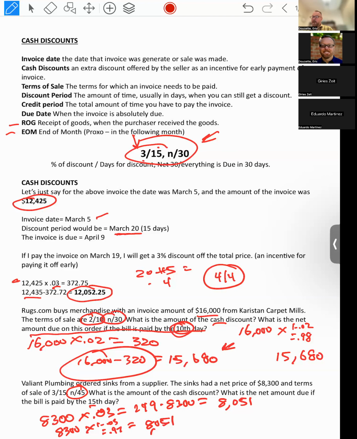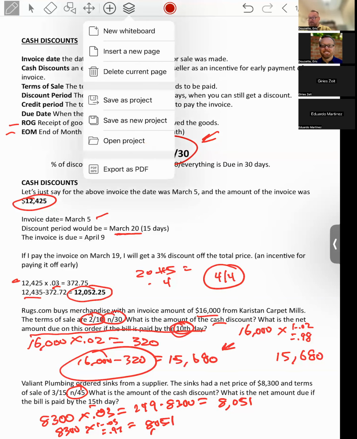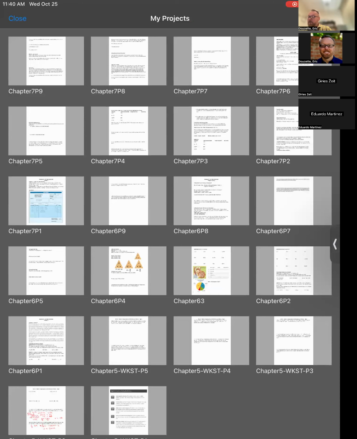All right, so those are what we call cash discounts. You just figure out how much of a discount you're going to get. And that's all you're figuring out on those.